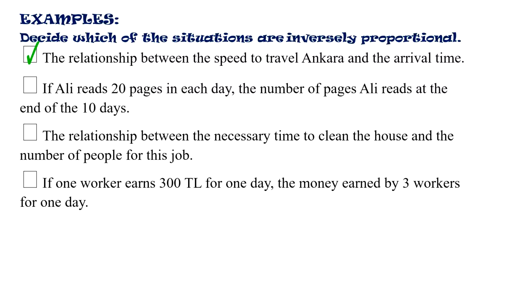Look at the second one. If Ali reads 20 pages each day, the number of pages Ali reads at the end of the 10 days. In one day, Ali reads 20 pages. In 2 days, he reads 40 pages. In 3 days, he reads 60 pages. The number of pages that Ali reads is equal to number of days times 20. So, in 10 days, Ali will read 200 pages.